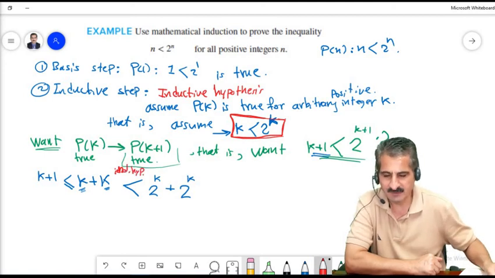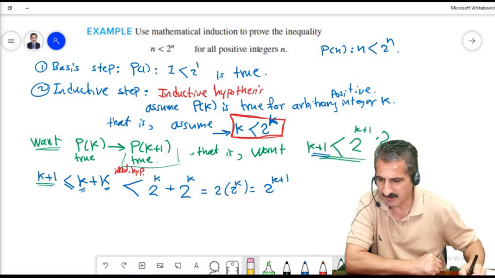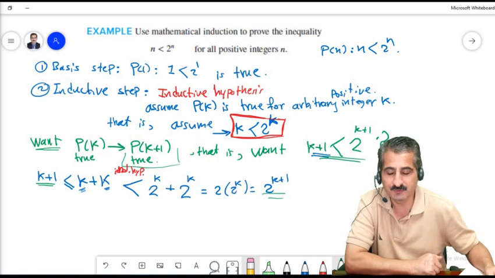Okay? And what this thing equals is 2 times k, 2 copies of it. So this is actually 2 times k plus 1. So okay, we got what we want. k plus 1 is less than 2 to the power k plus 1.